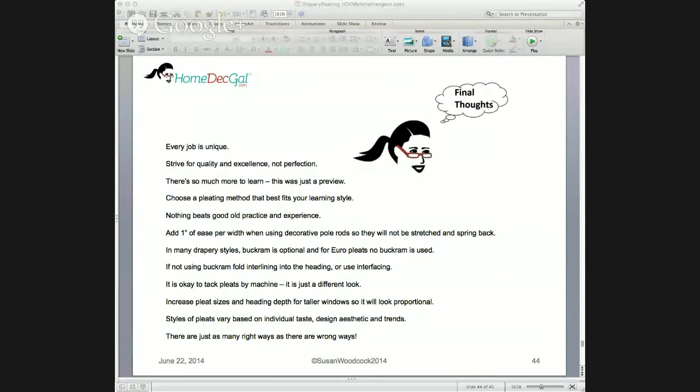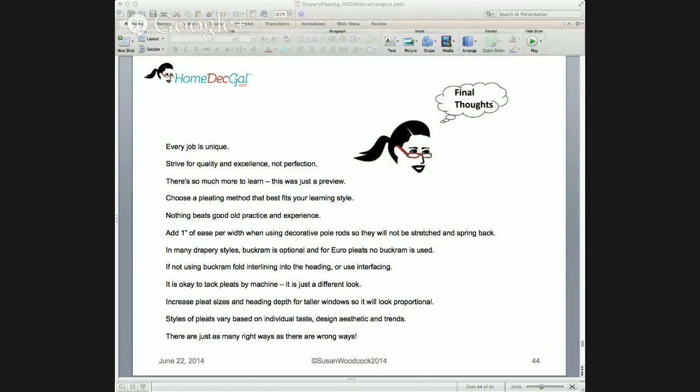Remember that there's so much more to learn. This was just a preview of pleating draperies. I didn't even get into one-way draw or ripple fold. There are so many styles of pleats. I only looked at a 3-finger pleat. There's 2-finger pleats, cartridge pleats, decorative pleats. I didn't even talk about side panels that don't draw. So there's a whole lot to learn, and I look forward to continuing with education programs with Home Deck Gal.